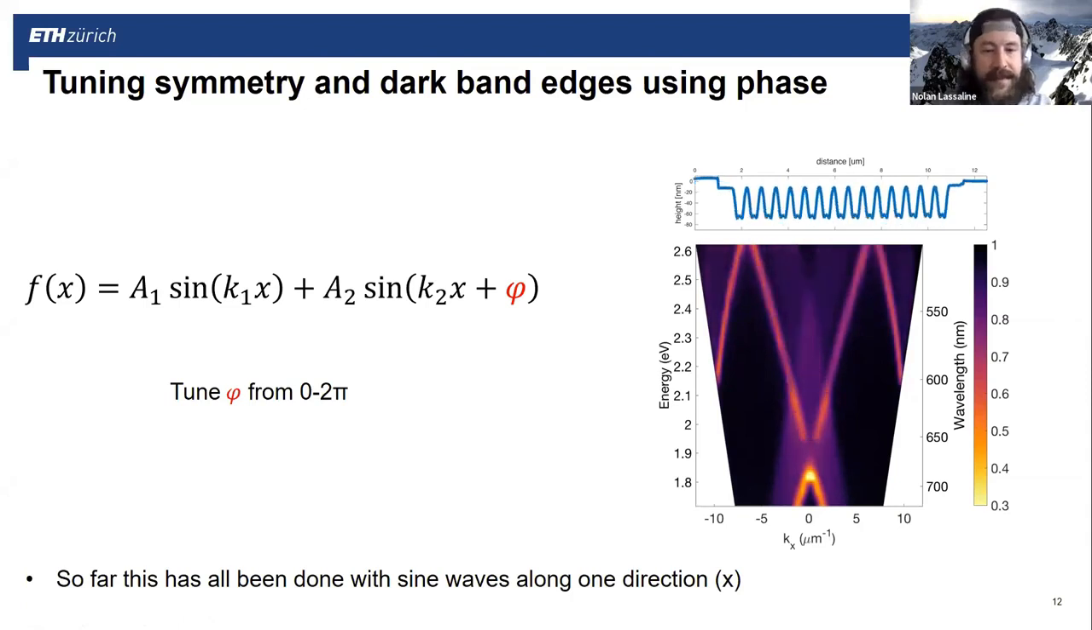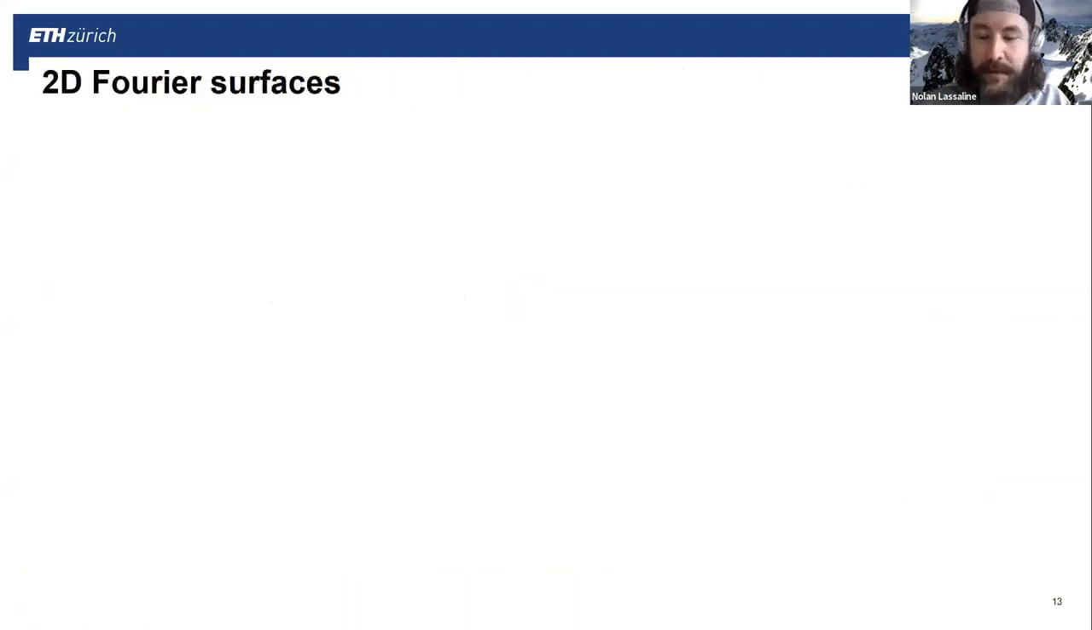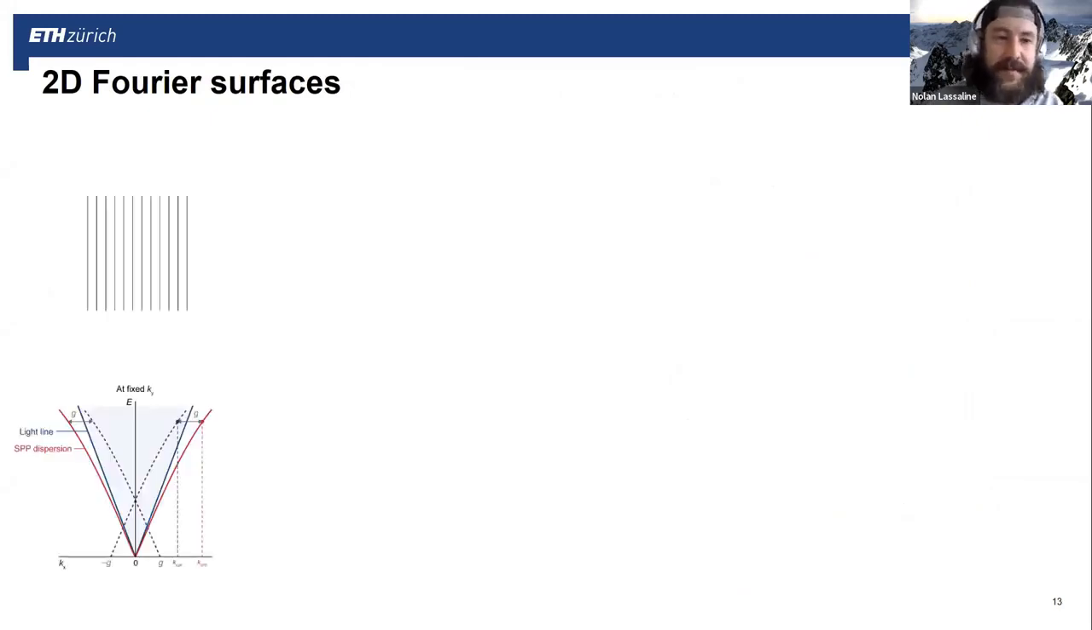And until now, everything I've shown you has been done with sine waves along one direction of the surface, namely x. But of course, it's no surprise that surfaces are 2D. And so we can extend these capabilities now in all in-plane directions along the surface. And what I had told you previously is that for a sine wave depicted here with these little sticks, this is what we're measuring.